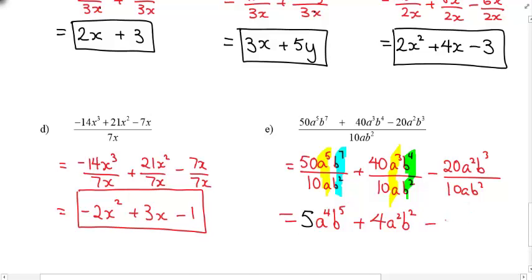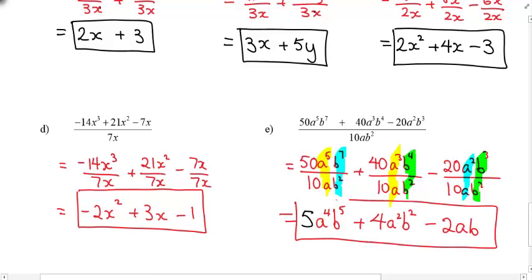And then here, 20 divided by 10 is just 2. Same idea. A squared, and dividing that by a just gives us a. B cubed divided by b squared. We subtract the exponents. That's just 3 minus 2. So it's b to the power of 1. That's it. That's your final answer.